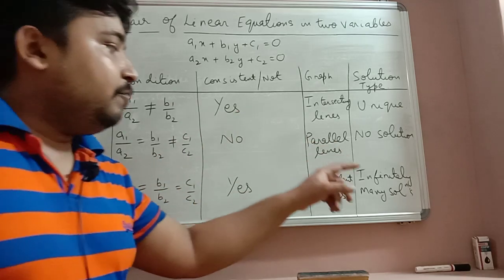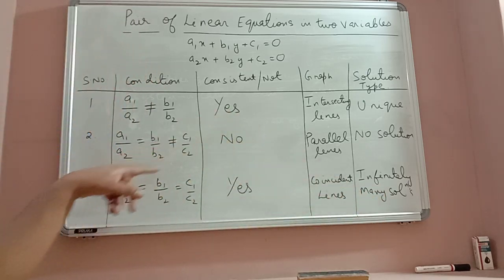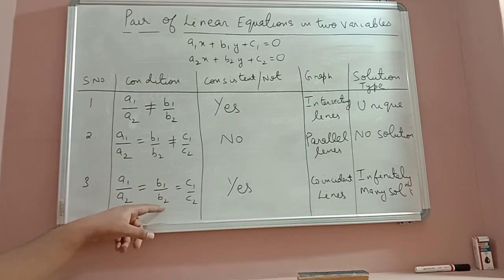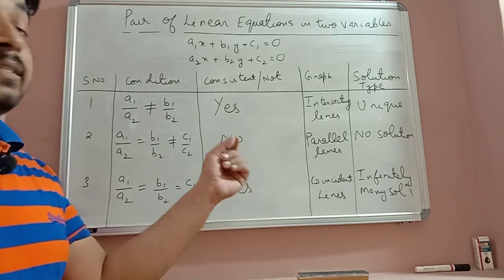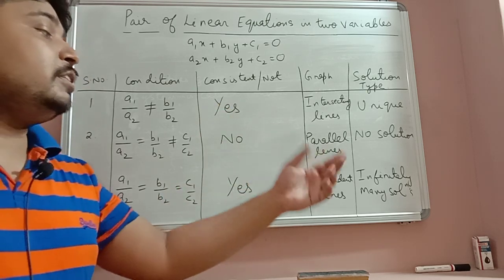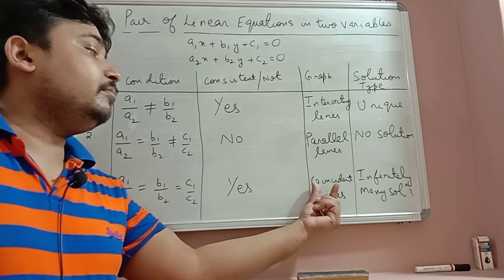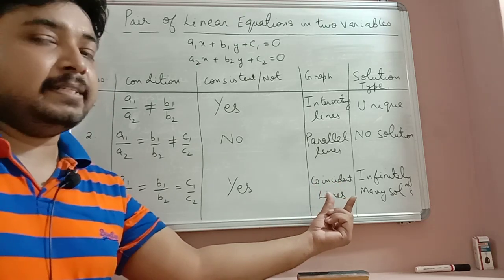Thirdly, for infinitely many solutions, the condition is a1 by a2 equals b1 by b2 equals c1 by c2. Of course, the system is consistent because there exists one solution, one or more than one solution, and the lines are coincident.